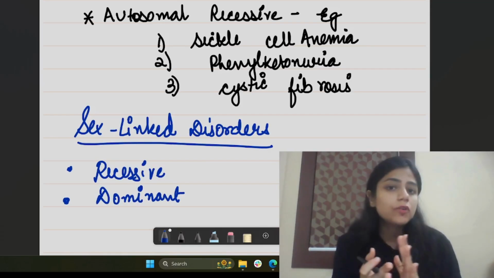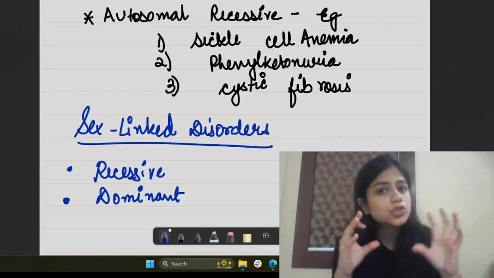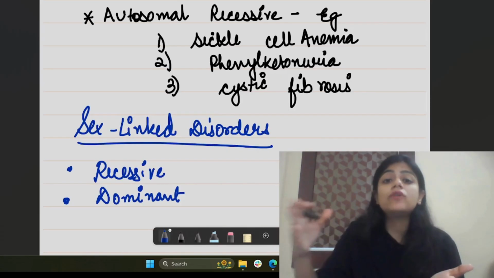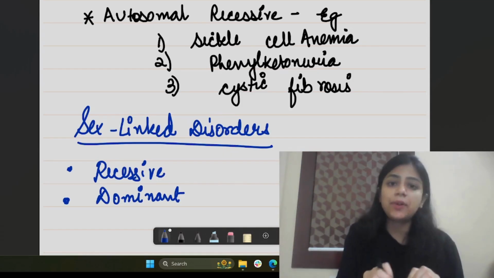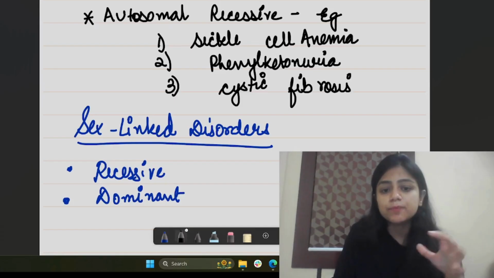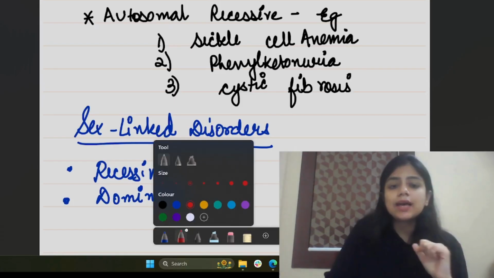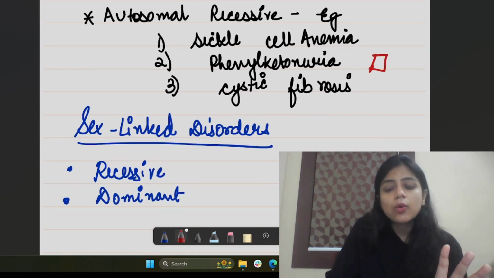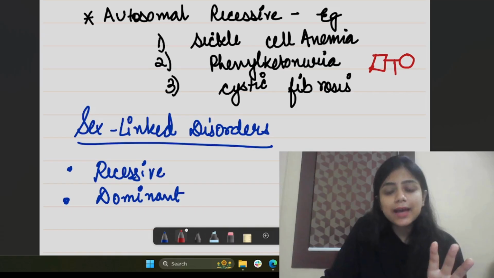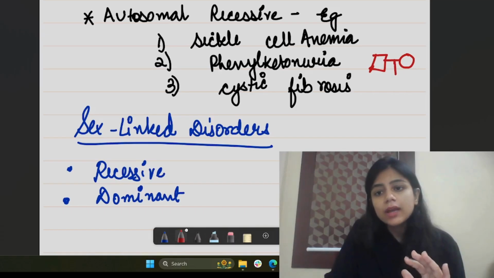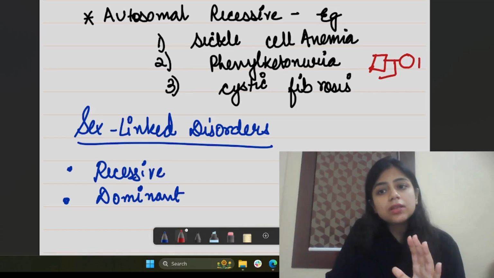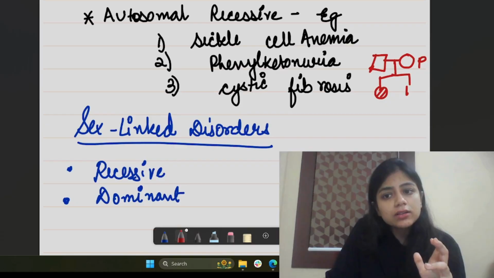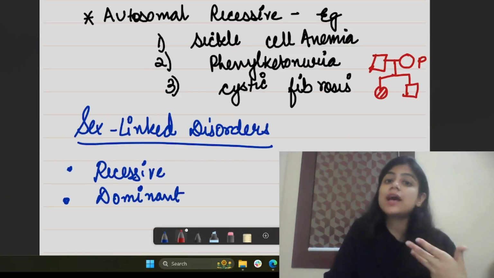But also students, always remember this. Whenever I'm talking about the recessive trait, whether autosomal or sex-linked, there can be skipping of generations in the pedigree analysis. For example, let's take one of the examples of pedigree analysis of the autosomal type. What I'm saying here is that it can happen that the parent is unaffected, but you see that one child has got affected.